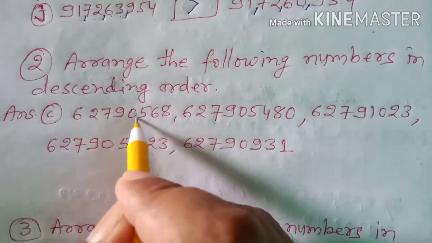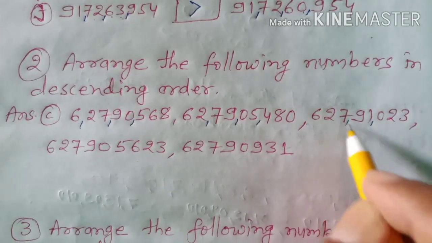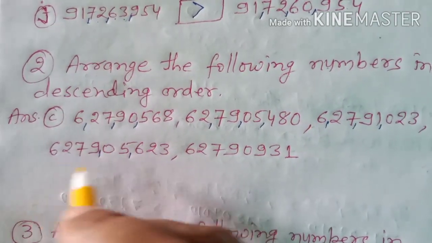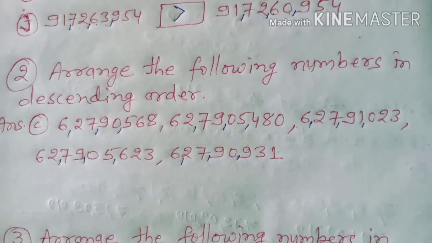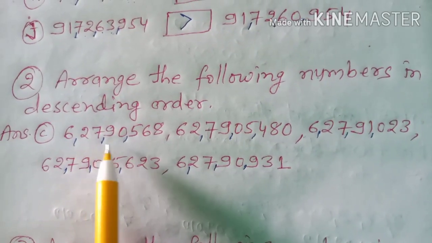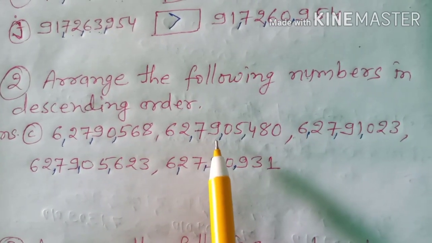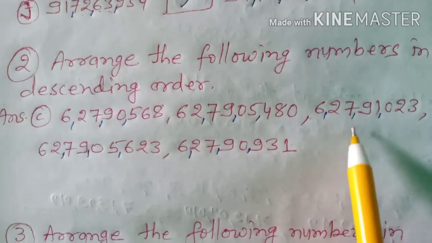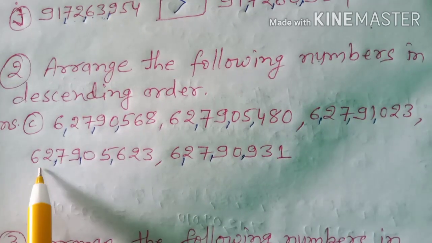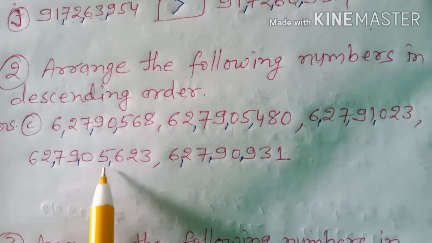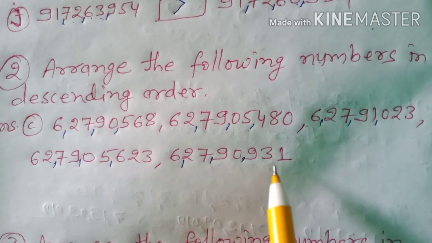So first put the commas in these numbers, by which you can understand and read the number, and you will be able to judge which number is greater and which is less. So this number is 6 crore 27 lakh 90,568. This number is 62 crore 79 lakh 5,480. This number is 6 crore 27 lakh 91,023. This number is 62 crore 79 lakh 5,623, and this number is 6 crore 27 lakh 90,931.